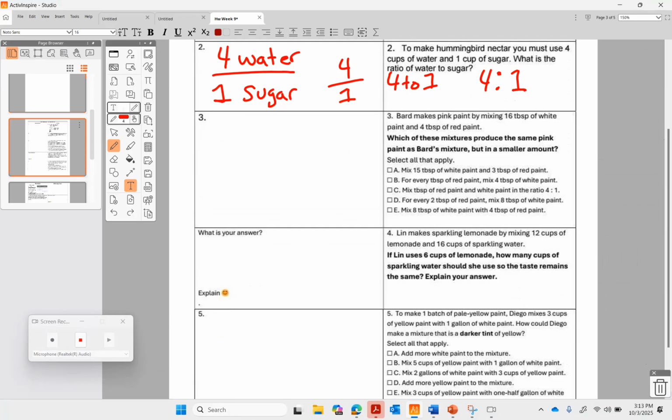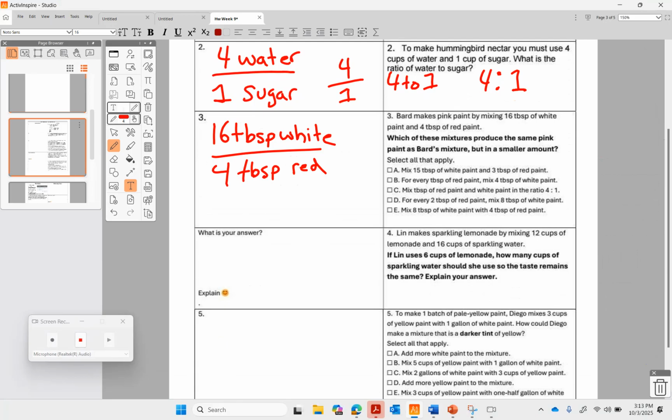Baird makes pink paint by mixing 16 tablespoons of white paint. Oh, I'm going to just write this. 16 tablespoons white, and I always use my words to help me. 4 tablespoons red. Which of these mixtures produce the same pink paint but in a smaller amount?